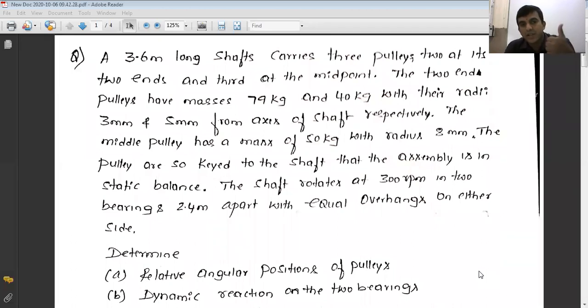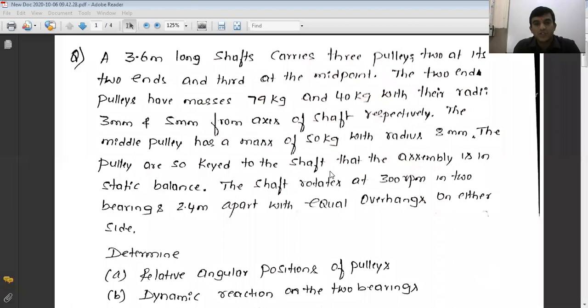Right? Now, take a shaft on which three pulleys are mounted, two at the ends of the shaft and one at the middle of the shaft, right? The masses of the pulleys are given. I can call them, from the left side, pulley A, pulley B, and pulley C. MA, MB, MC are given, and at the same time RA, RB, RC, the radii of rotation, are also given.